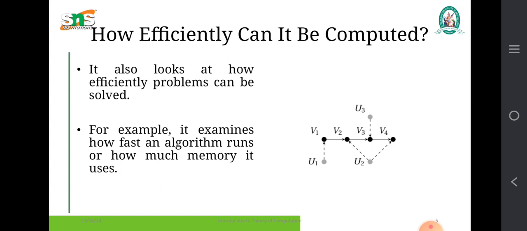Next is how efficiently it can be computed. We have heard about the term performance. What is performance? How fast a problem can be solved. So it also looks at how efficiently a problem can be solved. For example, it examines how fast an algorithm runs or how much memory it uses. So it has to use a small storage and it has to compute in a short duration of time.